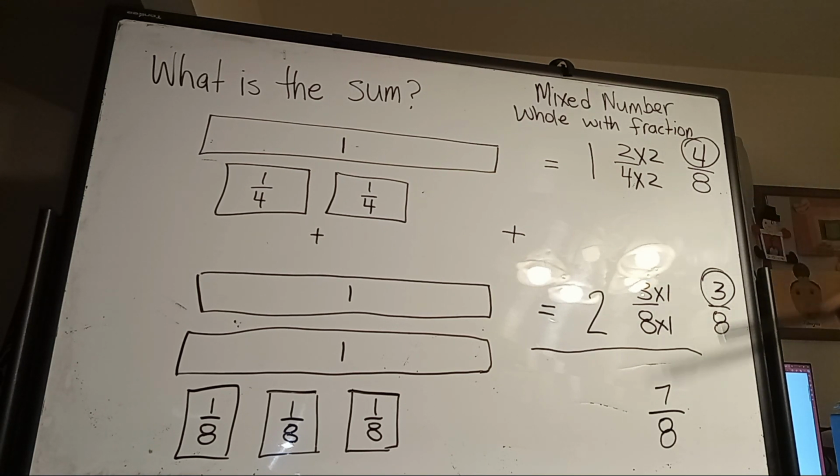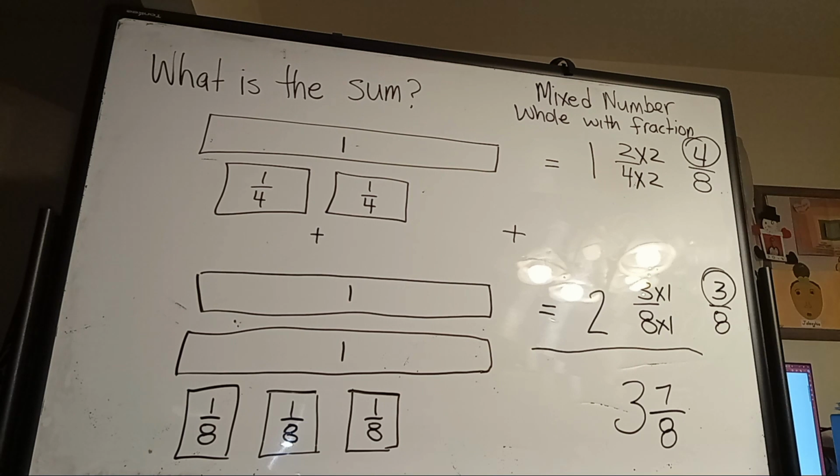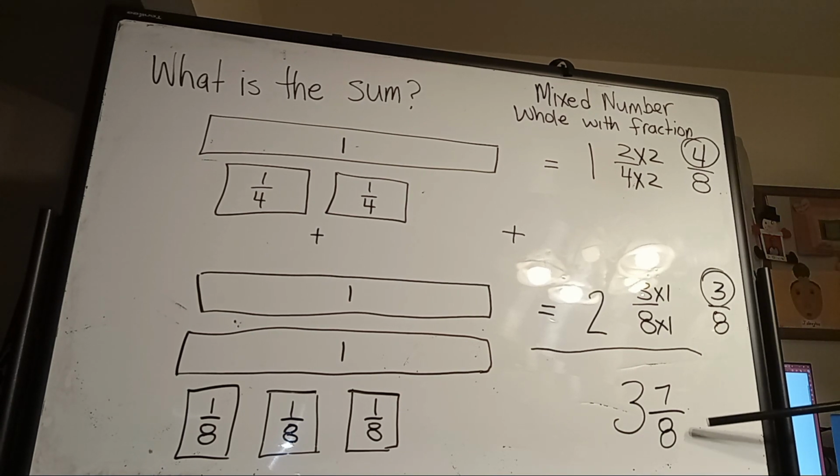We are now done with our fraction side. Now all we need to do is move over to our whole number side, and we can just add them as normal. So 1 plus 2 is how much, Amir? 3. Exactly. So now we get an answer of 3 7/8. Great job.